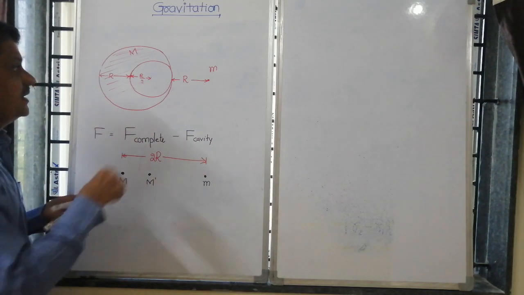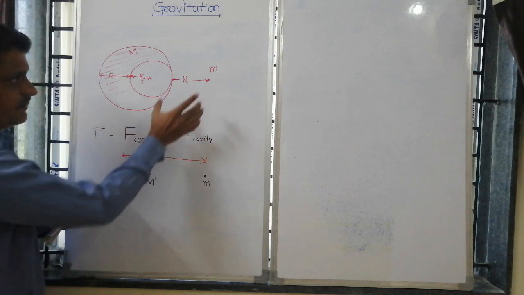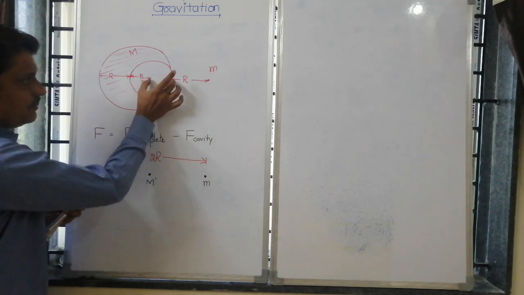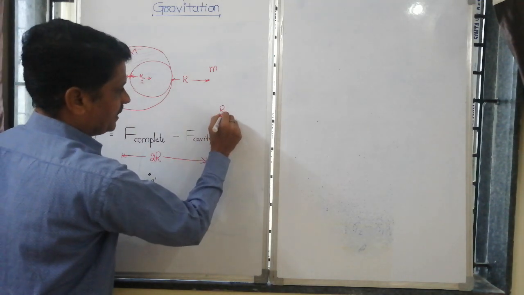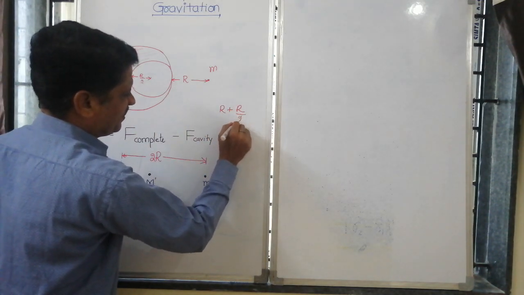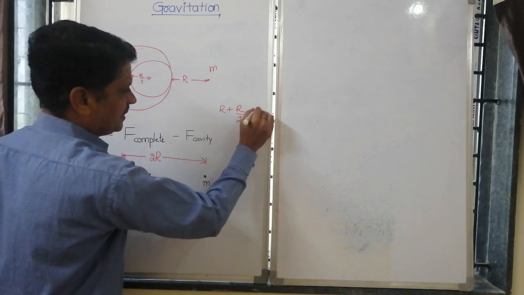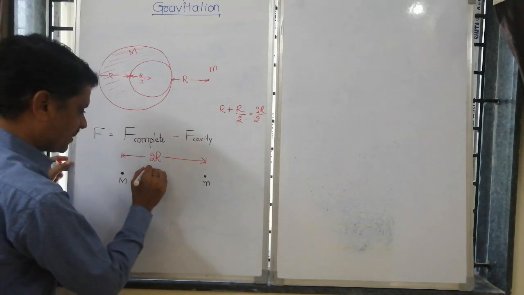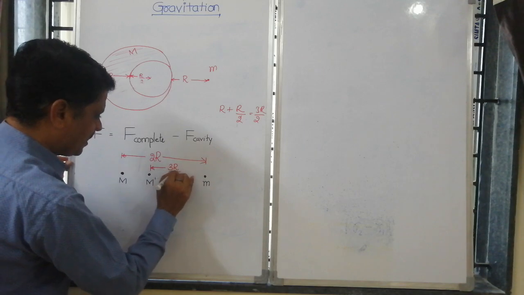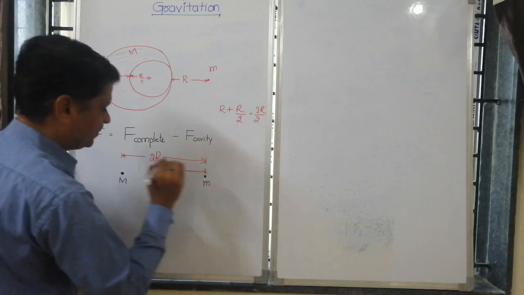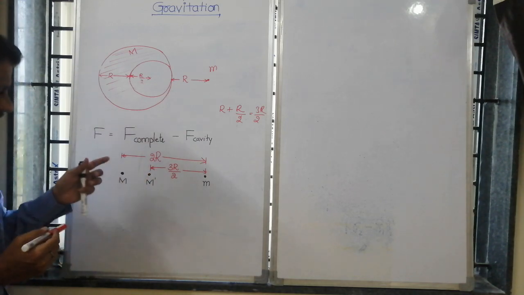And the distance from the center of the cavity to this small m is r plus r by 2. You know r plus r by 2 is 3r by 2. You can calculate: LCM is 2, 2 plus 1 is 3, so 3r by 2. So from here to here is 3r by 2. Then we have to calculate the force.